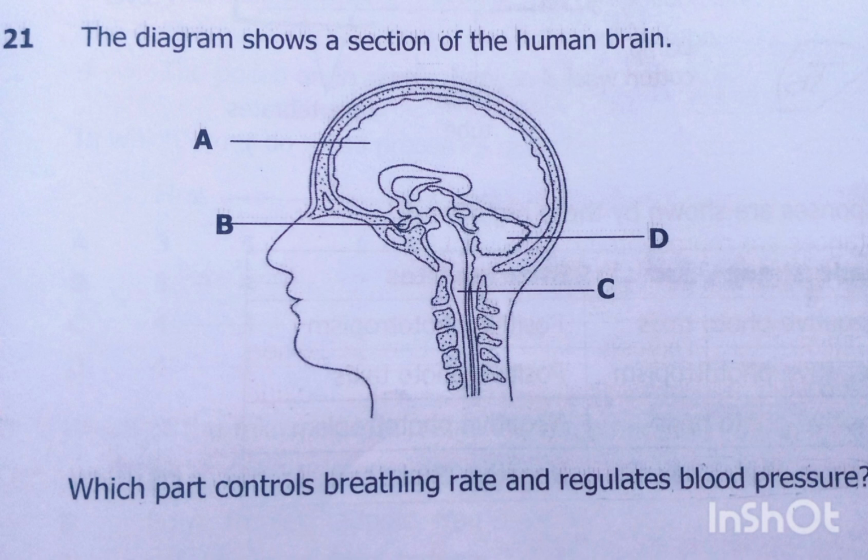So we're saying C is the medulla oblongata. The function of the medulla oblongata is to control the unconscious body actions such as swallowing, salivation, vomiting, sneezing, coughing, heart rate, respiration rate, breathing rate, and it also regulates blood pressure. Okay, so our answer in this case is C.